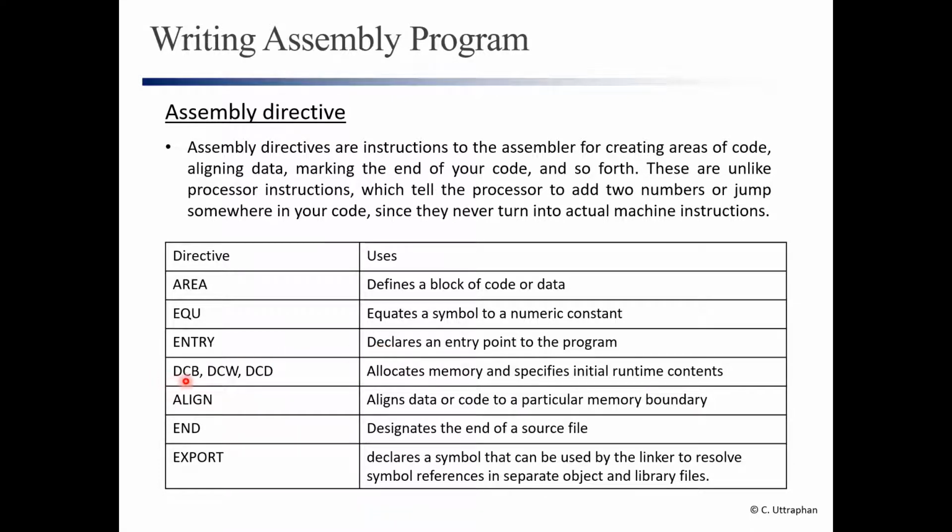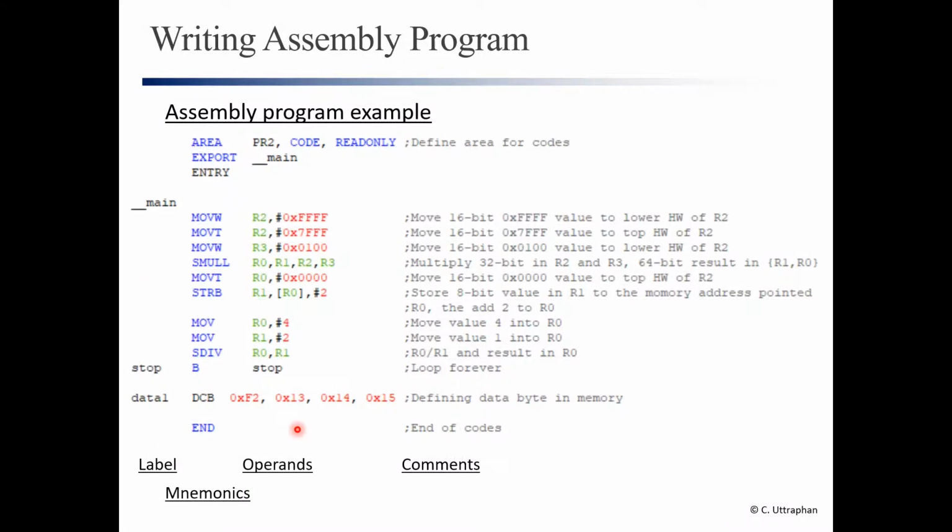DC is define constant, where we have DCB, DCW, and DCD. It is used to allocate memory and specify initial runtime contents. ALIGN is used to align data or code to a particular memory boundary. END is used to designate the end of the program. EXPORT is used by the linker to combine object files, etc. This is how the assembly program looks like. Here we have the assembler directives.